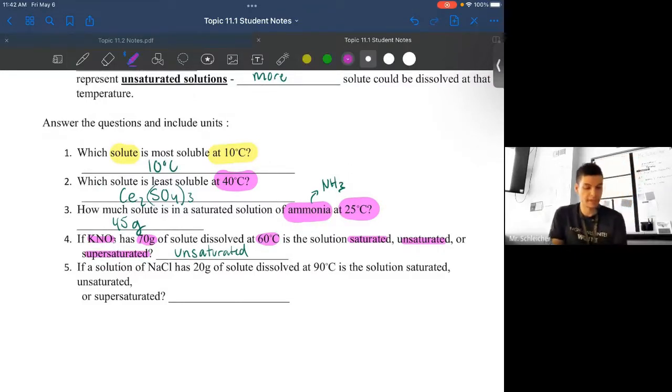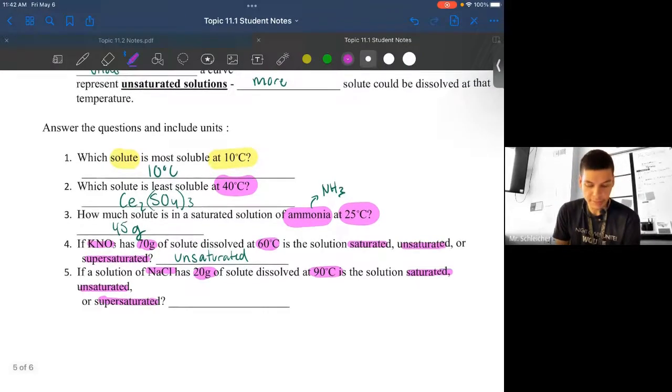All right, final question here. If a solution of NaCl has 20 grams of solute dissolved at 90 degrees Celsius, is the solution saturated, unsaturated, or supersaturated? So same concepts here. We just want to look at that grams, that certain temperature, and then see if it's above, below, or at the curve. So NaCl, 20 grams, 90 degrees Celsius.